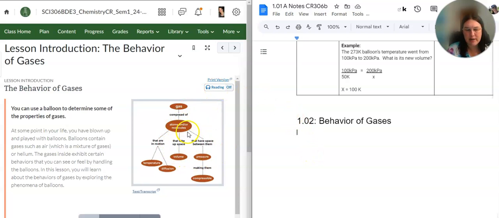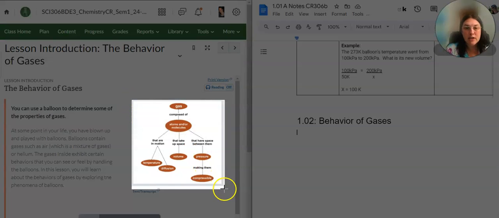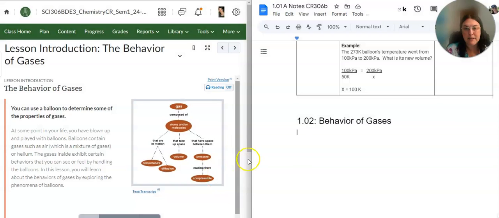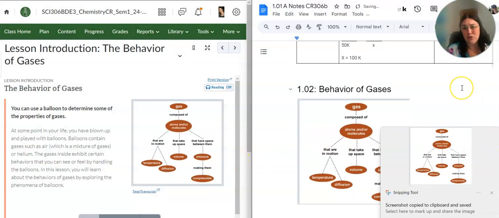Anytime there's a diagram like this, I like to copy it and paste it into my notes. So you can use the snipping tool. If you're not sure how to use the snipping tool, please let me know. And I would just copy paste that right into my notes. And then check it out.